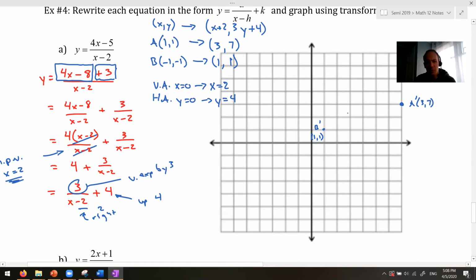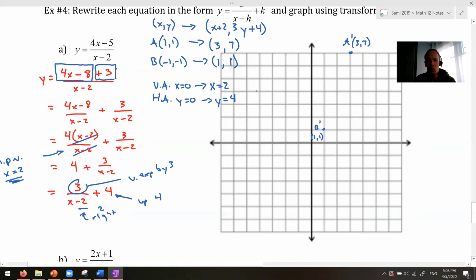Now this is where I see I made a mistake. I knew it. See, I wrote 3, 7 here. I meant to put it up here. 3, 7. If you're keeping track of your own brownie points at home, if you notice I made a dumb mistake like that, give yourself a mark.